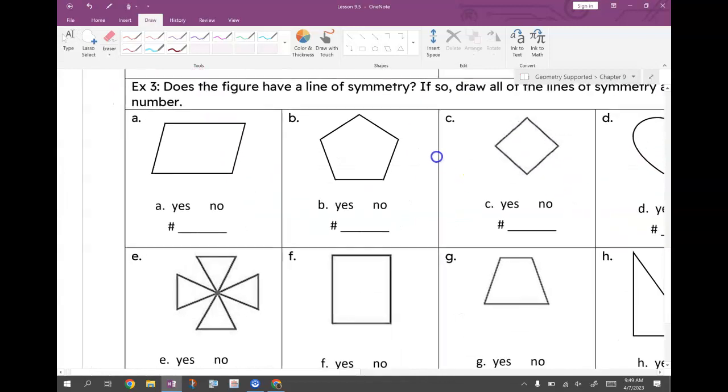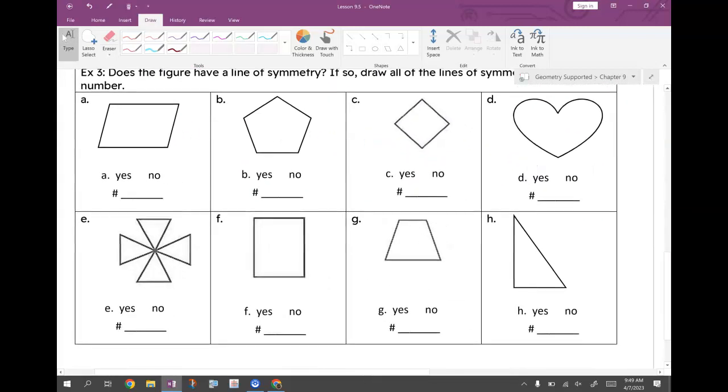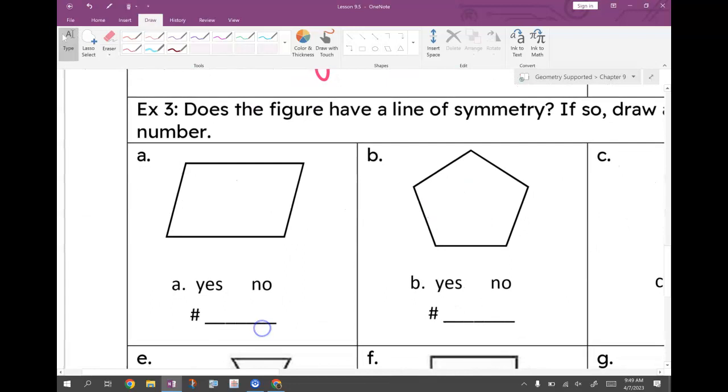Perfect. All right. So all of these have the same instructions. We're going to circle yes or no, and then we're going to say how many there are. So you said yes. Do you guys agree? Do we always have to make them? Yes. Where would you put it on this one? Side to side. Is that equal if you folded that over? No. Nope, so that one doesn't work.